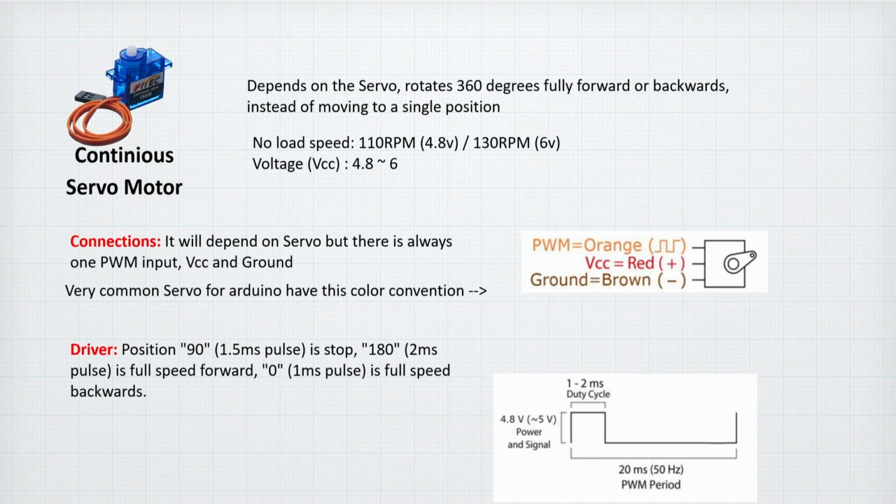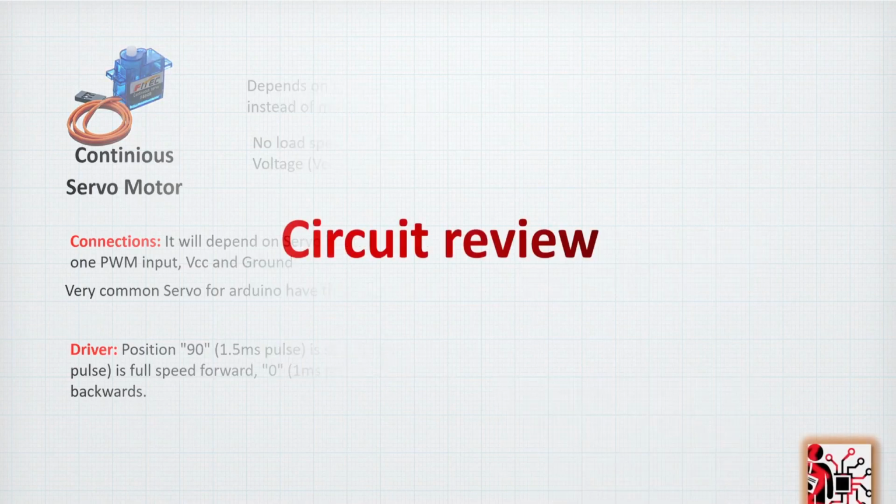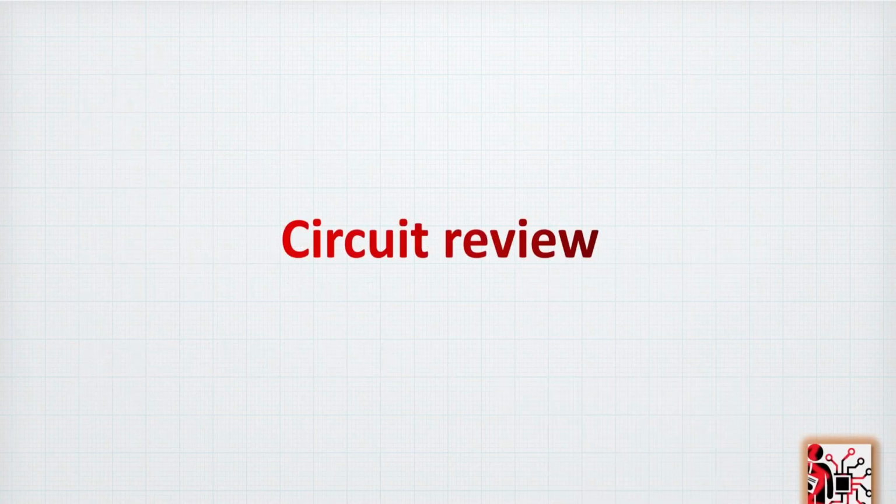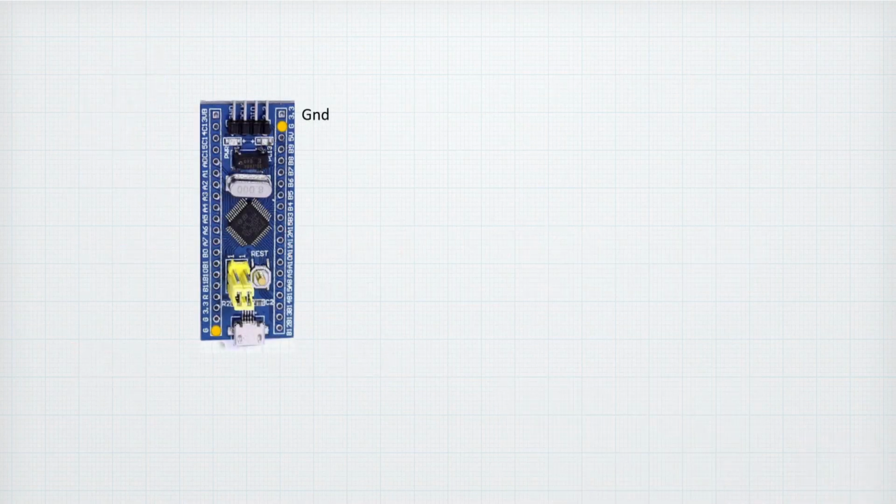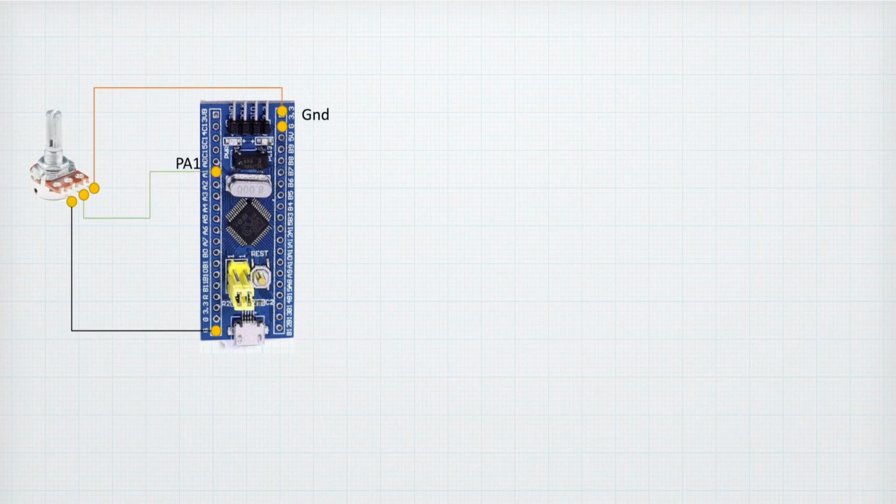Okay, so now we have an idea how we understand the difference between these two servo motors. Then let's take a look at the circuit. So we will have our STM32F1, and we are going to connect the potentiometer to PA1 and read the value, and also connect the potentiometer to PA2 and read the value. That's the connection we have seen a lot when we went through the ADC tutorials.